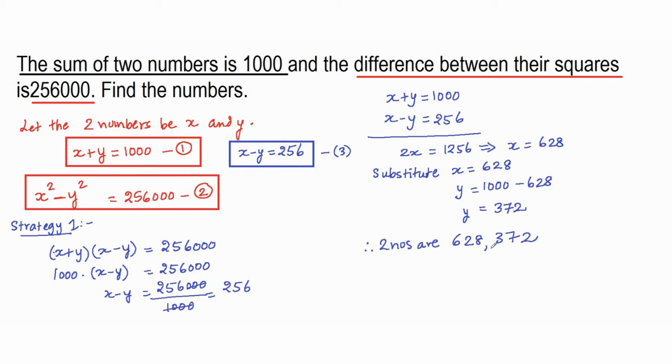Let's check if it satisfies both the conditions. If I were to find 628 plus 372, it would be 1000. And you can always find the squares of 628 and 372, and if you find the difference, you will get 256,000. Yeah, basically 256,000. So this is how we can calculate for the values of x and y. Another method to solve this would have been to substitute x as 1000 minus y in the second equation. So I'll pause for a few seconds and then I will use the second strategy also to solve this question.